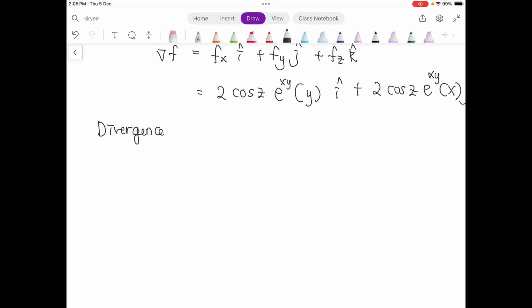Divergence of a vector field. Okay, so for the divergence of a vector field, we will always represent it with del dot F.